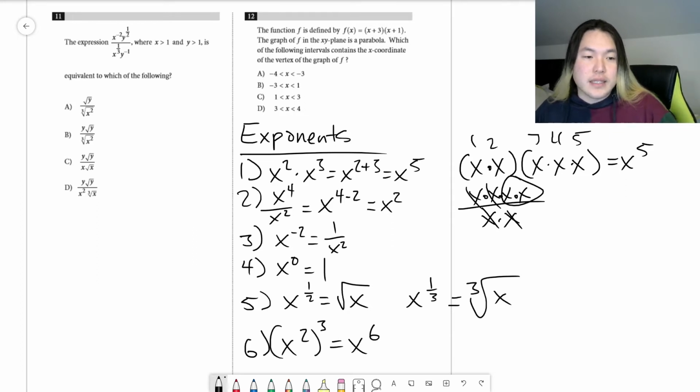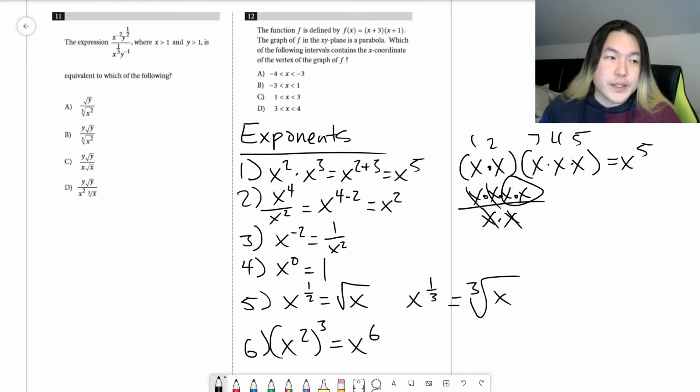And then x to the 0, anything to the 0 except for 0. So x to the 0, y to the 0, pi to the 0, 17 to the 0 is always equal to 1. The only one that's an issue is 0 to the 0. 0 to the 0 is undefined.